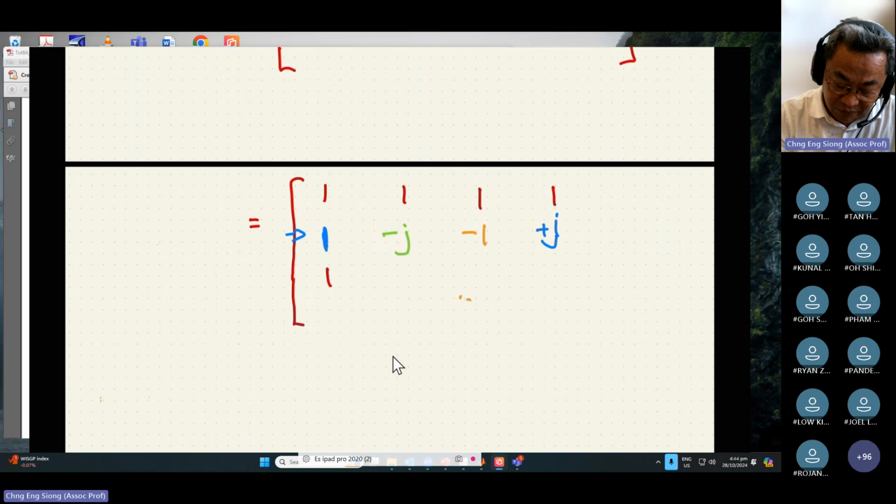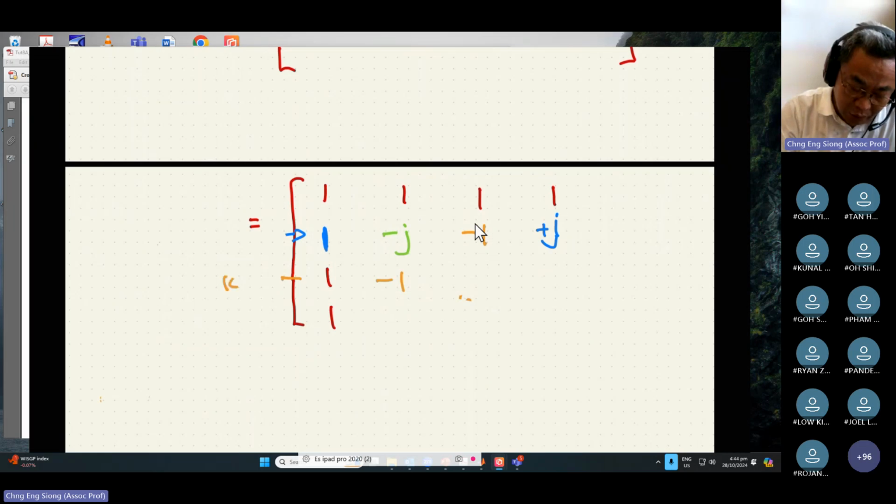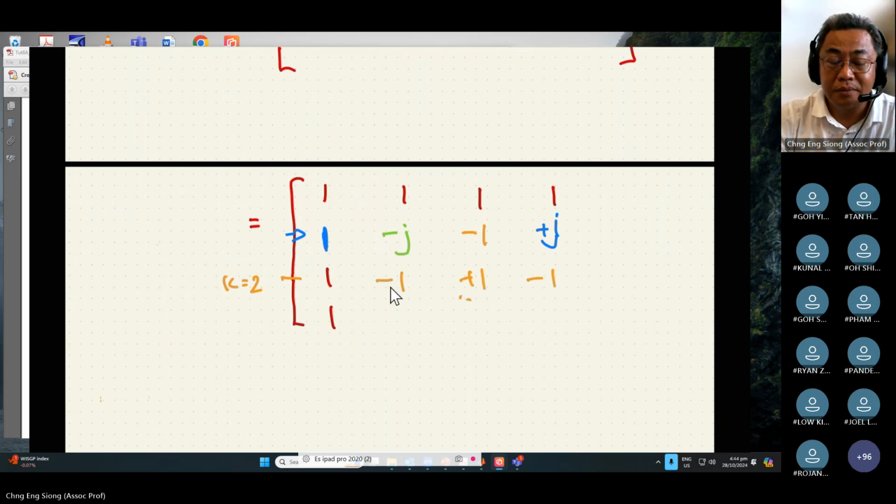So you realize that the first column is all 1. This guy is the most interesting guy. The next one, 1. What do you think this value is? It skips. 1 becomes minus j, minus 1. Now we are talking 1 to minus 1. That's how we actually see the change. Instead of taking one step at 90 degrees, I'm taking one step at 180 degrees, because this is k equals 2. So if I take another 180 degrees, it is plus 1 again. Another one, minus 1. Okay?